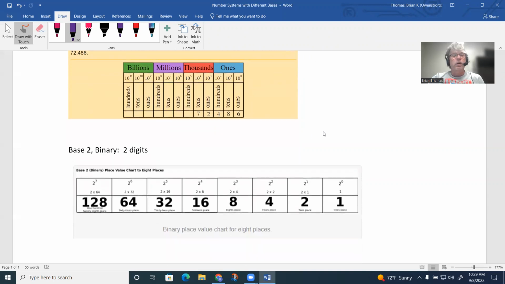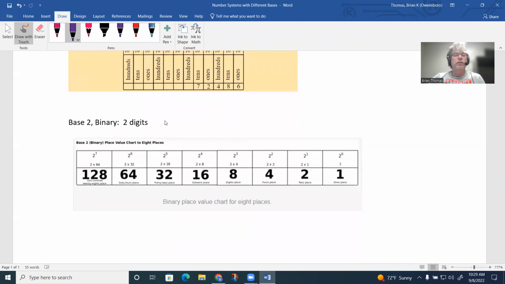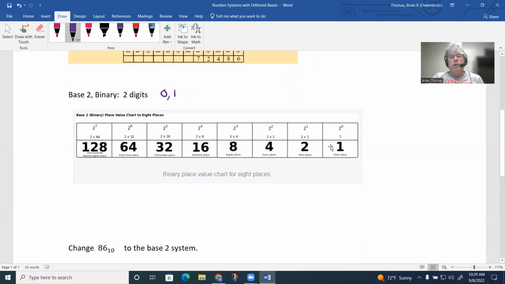When we get into what's called a base 2 system, a binary system, there are only 2 digits, and those are just 0 and 1. So when we create a number, we're only allowed to use those 2 digits, 0 and 1. As far as place value goes, we have the ones place, the twos place, the fours place, the eights place, and the 16s place.